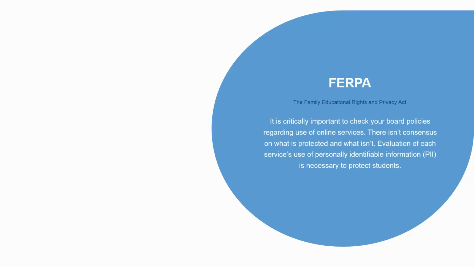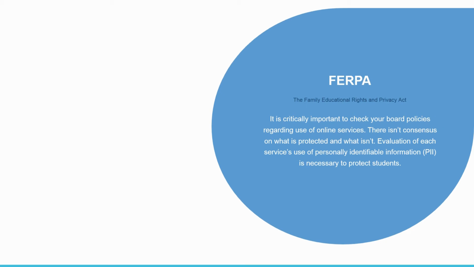The Family Educational Rights and Privacy Act defines student information that can be shared freely and data that can only be used directly by the school, student, or parents. Checking and understanding board policy is important when choosing internet service providers. How and what is stored will decide whether your district can use the service.